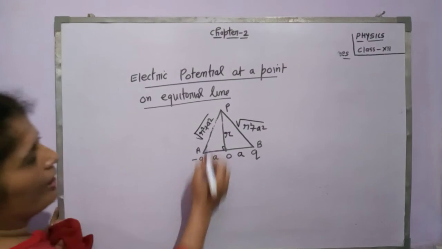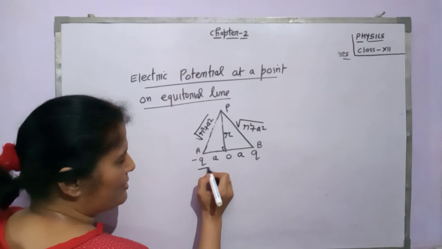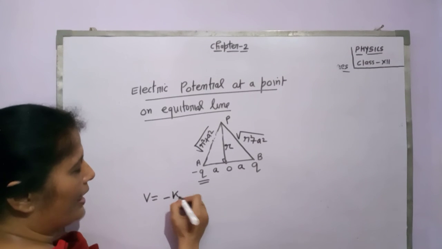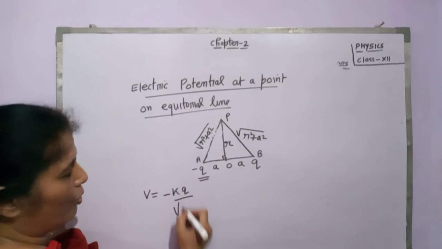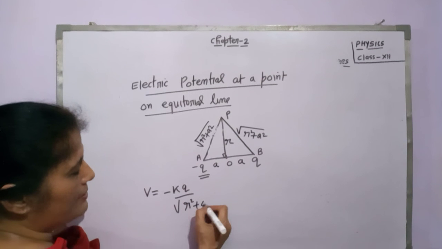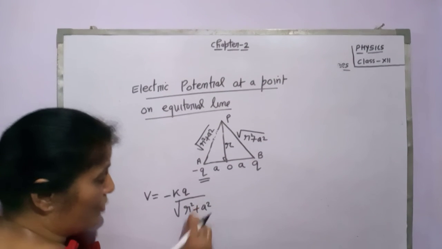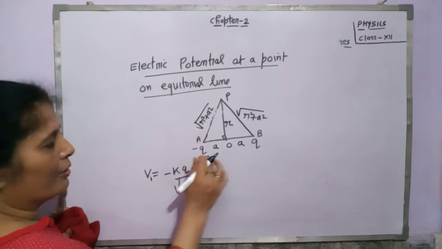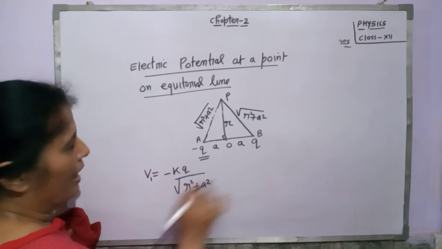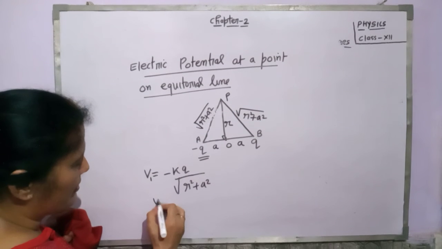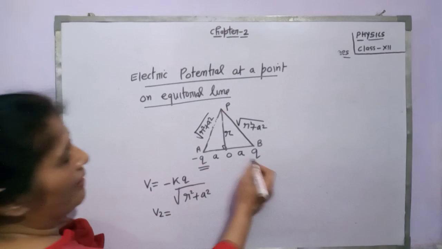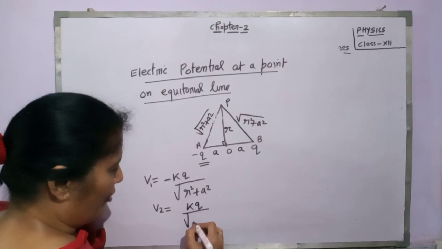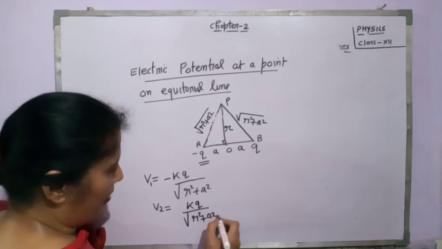Now the electric potential at P due to minus Q charge, V1, is equal to minus KQ upon square root of R square plus A square. Here it is not R square, this is only R. Similarly, due to this charge, suppose this is V2, we can write KQ upon the same denominator, square root of R square plus A square.